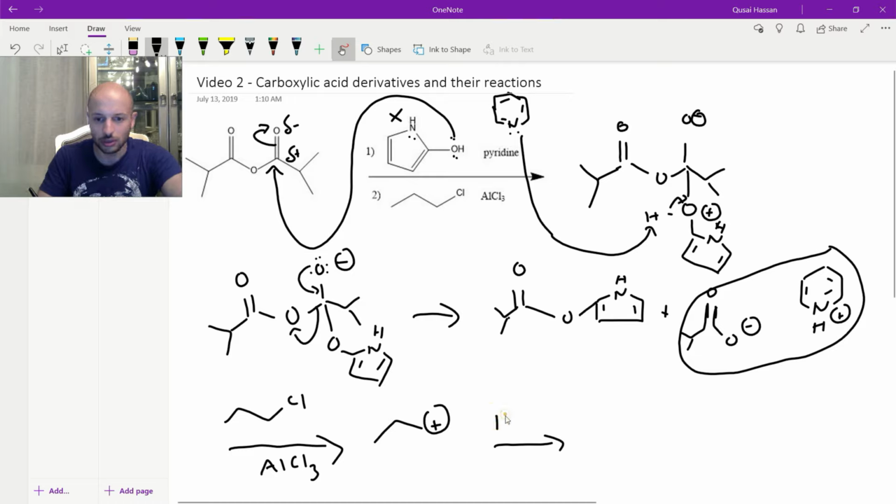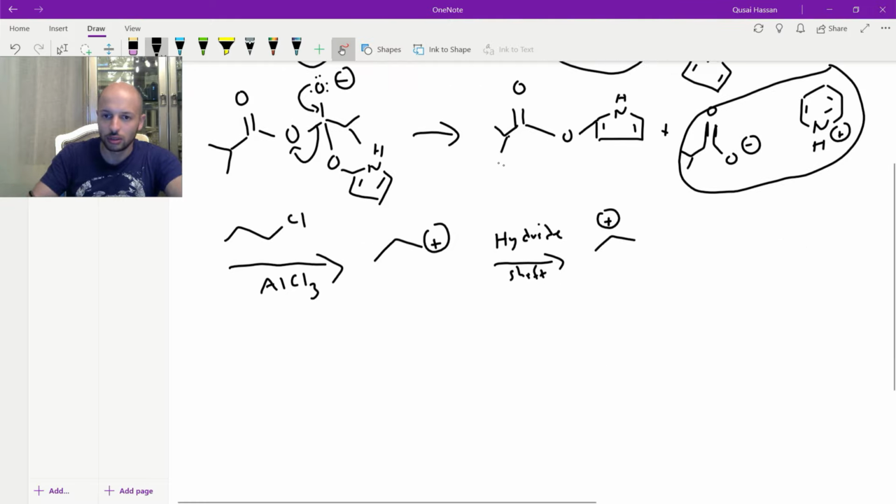So what we're going to do is we're going to end up with a hydride shift. And you're going to end up with this secondary carbocation, right? Let me just scroll down a little bit. Now we're ready to react this secondary carbocation, from the reaction of that alkyl halide with the AlCl3. And so the electrons are going to go into the second position here.